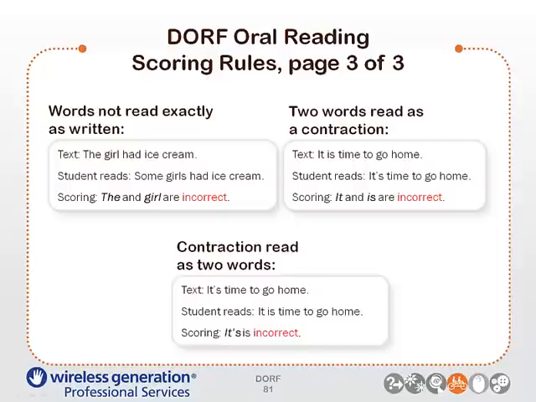For contractions, if 2 separate words are read as a contraction, score both words incorrect. So, it is time to go home. And the student reads, it's time to go home. It and is are marked incorrect. If a contraction is read as 2 words, score it incorrect. For example, the text may read, it's time to go home. The student reads, it is time to go home. It's is marked incorrect.